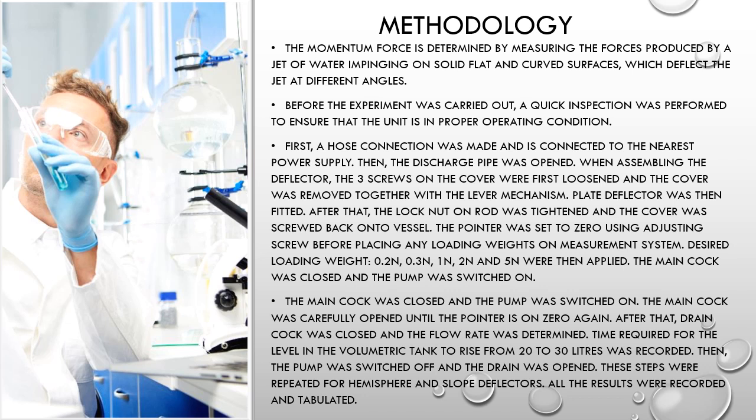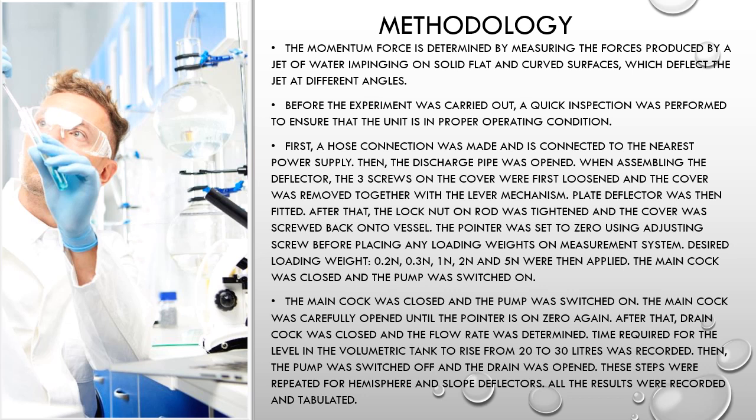When assembling the deflector, the three screws on the cover were first loosened and the cover was removed together with the lever mechanism. A plate deflector was then fitted. After that, the lock nut on rod was tightened and the cover was screwed back onto the vessel. The pointer was set to 0 using adjusting screw before placing any loading weights on measurement system. Desired loading weight was 0.2 Newton, 0.3, 1, 2, and 5 Newton were then applied.